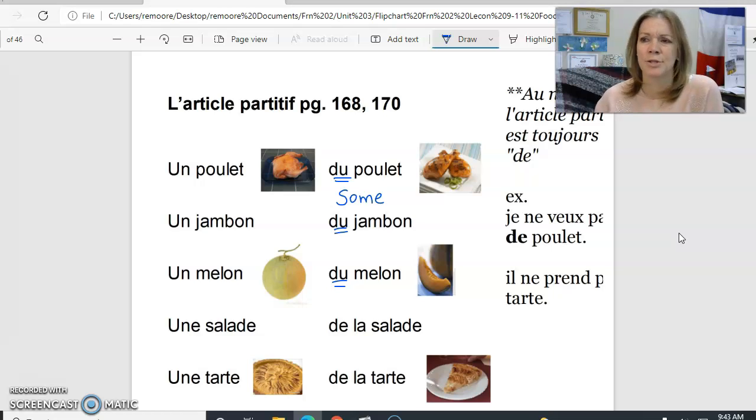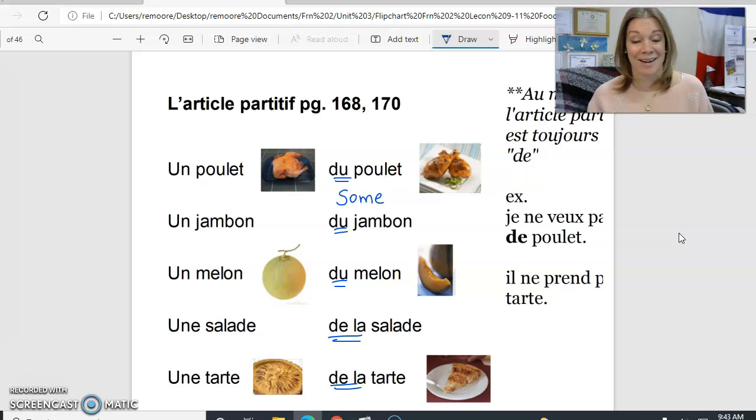But now, look at these last 2. Une salade is like the whole head of lettuce or the whole bag of salad, which you're probably not going to eat the whole thing. So you would ask for some salad, which is de la salade. Une tarte is the whole pie, and I like pie, but I'm only going to have some. De la tarte. So we can see that de la means some. Wait a minute, I thought du meant some. What's the difference? I bet you know. Du is masculine, and de la is feminine.